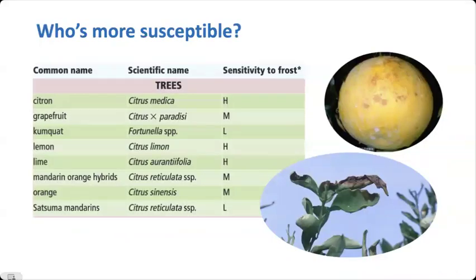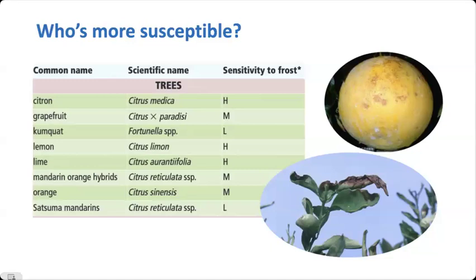Frost-damaged vegetation withers and turns a dark brown or black, as you can see from the picture in the lower right. You can also see some damage that has taken place on this citrus fruit. Leaves, green wood, and fruit are more sensitive than hardwood.